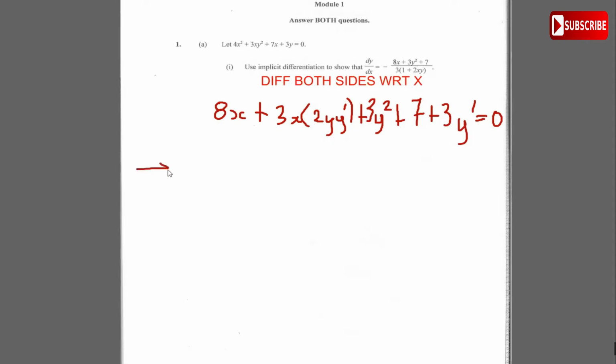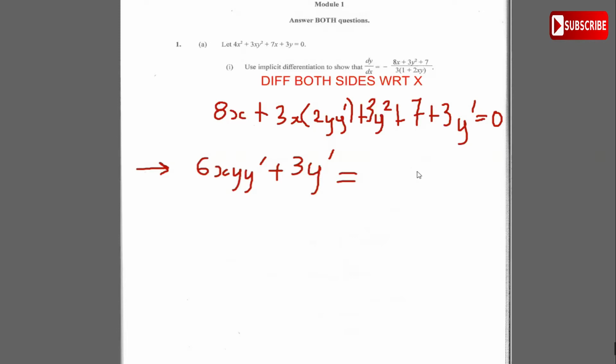So now all we need to do is make y prime the subject. So anything with y prime, we keep on one side. 3 times 2 is 6, and so this can be written as 6xy times y prime plus 3y prime. It's going to be equal to, we are going to bring over the 7, bring over the 8x, and bring over the 3y squared.